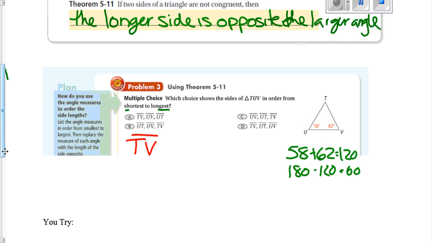Next, I'm going to look at the next one. 60 is the next biggest angle. Here's my 60-degree angle, it's from here to here. So the side that's across from it is down here. It's UV, so that's the next biggest side. And then lastly, the biggest angle is right here, 62 degrees, at angle V. So the side across from that is side UT. I'm going to match that to the choices, and it's going to be choice A.